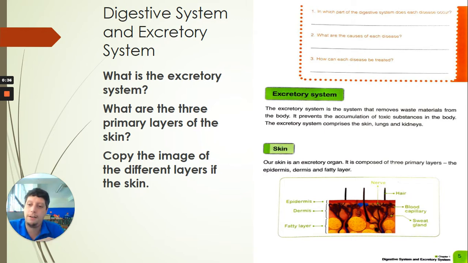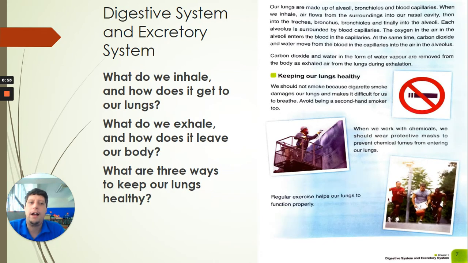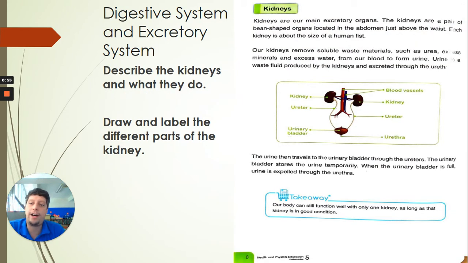So we have the skin. The skin uses sweat as a way to get rid of water and toxins from inside our body. We also have our lungs. Our lungs excrete carbon dioxide from our body. And we also have our kidneys, and our kidneys are what we're going to look at today. So on page 8, please, if you can open up and follow whilst I read.